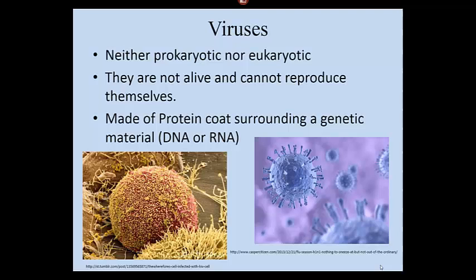So viruses, these are neither prokaryotic nor eukaryotic. They are not alive. They cannot reproduce by themselves. They simply are a protein coat surrounding that genetic material. And that genetic material can either be DNA or RNA. Really wild stuff. Viruses are very neat to study. Some examples: the flu virus, the common cold virus, the AIDS virus. There are a whole multitude of these that you're going to talk about later on in the course.